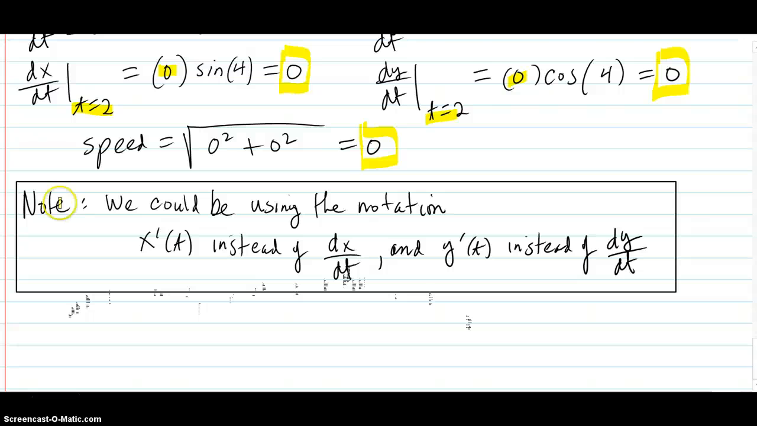And this is just a reminder note that in future videos we may interchange x prime of t and dx/dt, and y prime of t in place of dy/dt.